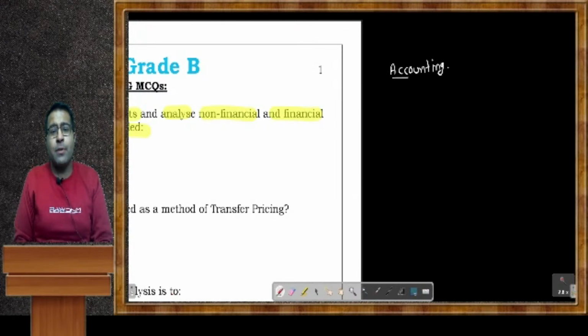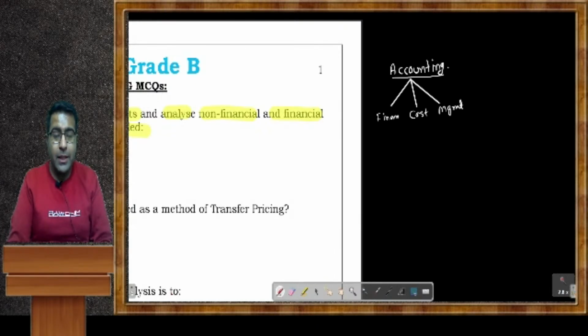If we talk about types of accounting, there are generally three types of accounting. One is financial accounting, one is cost accounting, and one is management accounting. These three are the accounting types. These all are the types of accounting.